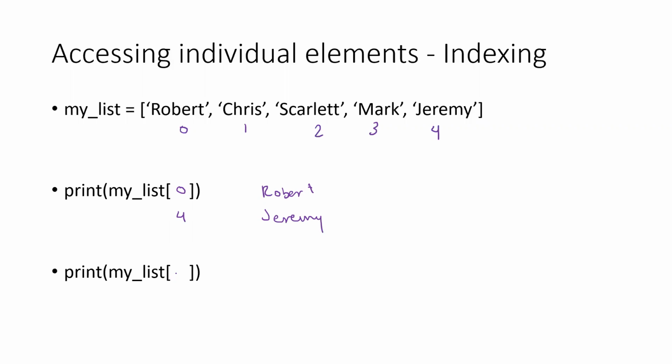But you can also write negative numbers. If you write -1, you get the last element. And you're guessing correctly, if you write -3, that would be Scarlet.